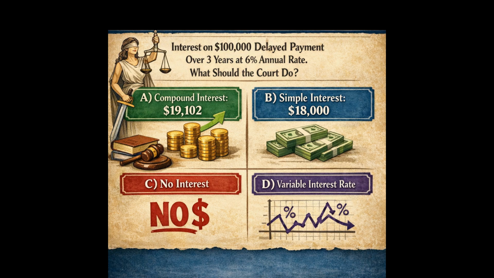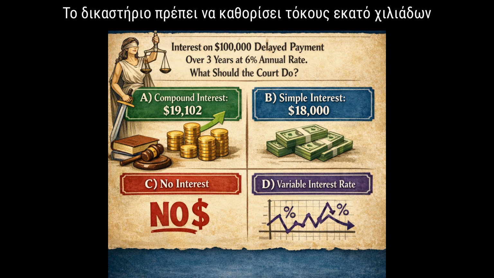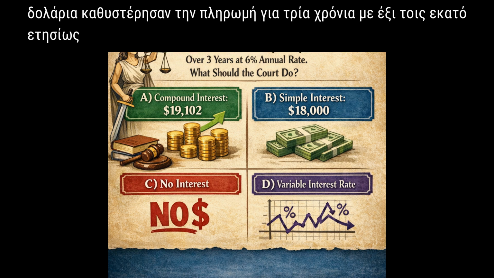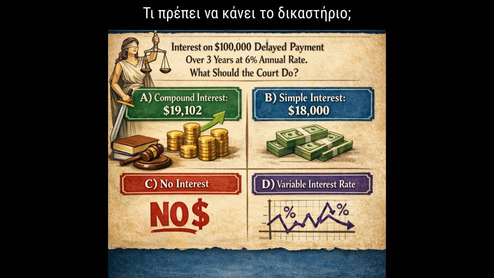Question 4. Simple versus compound interest. Scenario. The court must determine interest on a $100,000 delayed payment over 3 years at a 6% annual rate. The contract is silent on the calculation method. What should the court do?